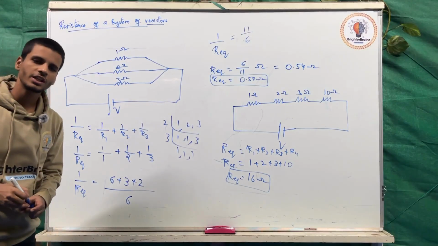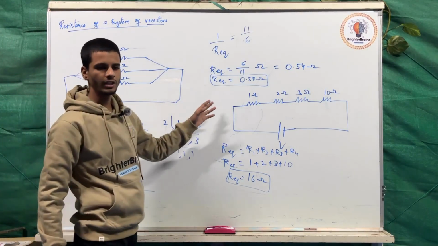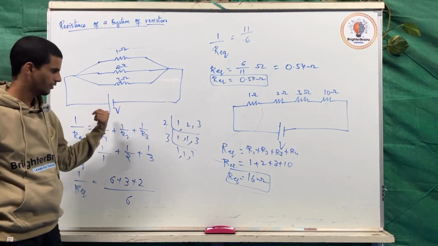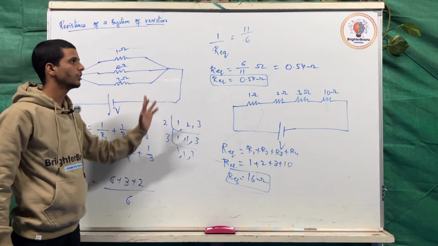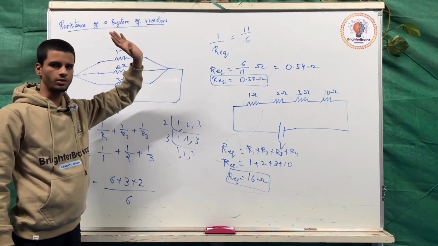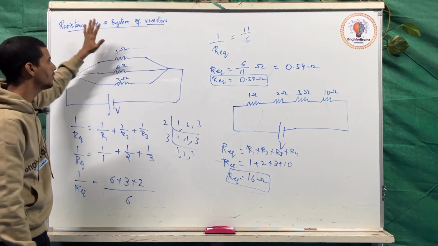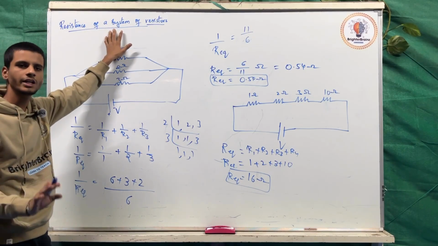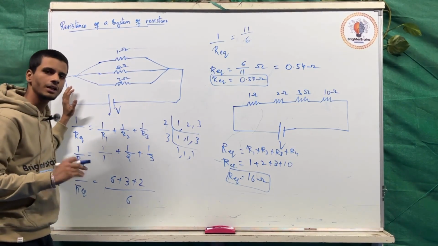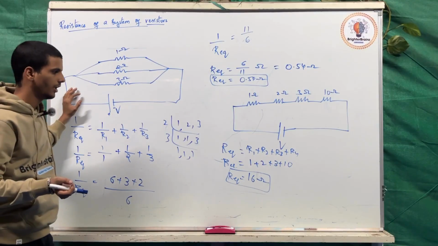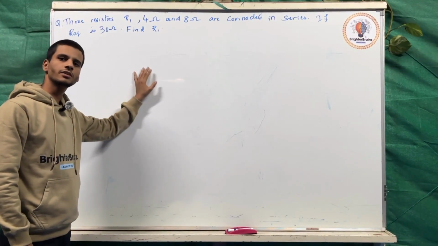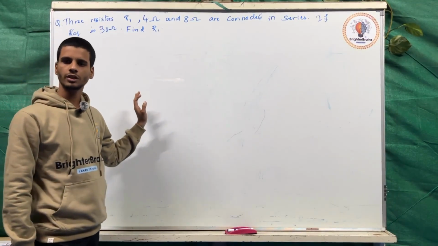See, for a series connection it is very easy to find the equivalent resistance, but for a parallel connection you need to be careful while doing the LCM and also while taking the reciprocal. This is all about the common basic problems to find the R equivalent when resistors are connected in parallel and series.